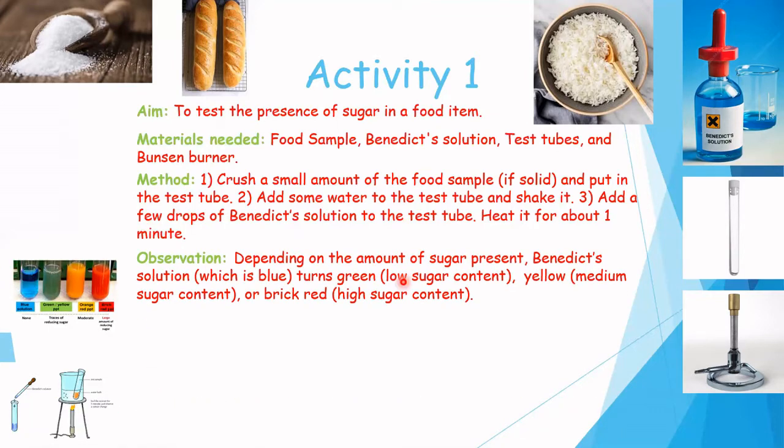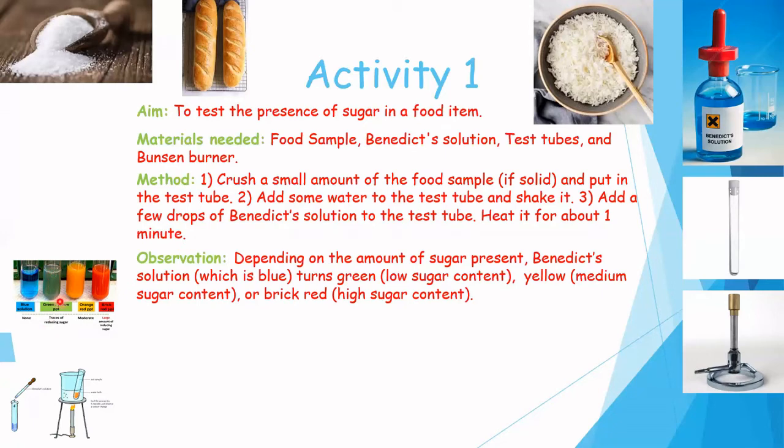Observation: depending on the amount of sugar present, the Benedict solution, which is blue, turns green, which is very low sugar content, yellow, which is medium sugar content, or brick red, which is very high sugar content. So this is the image. See, in the first one, there is no sugar present. That's why the color is blue.